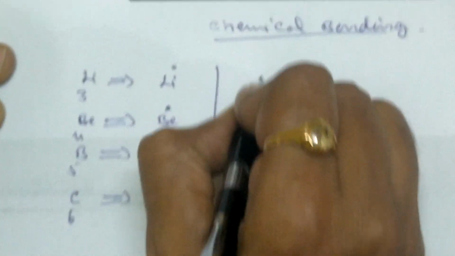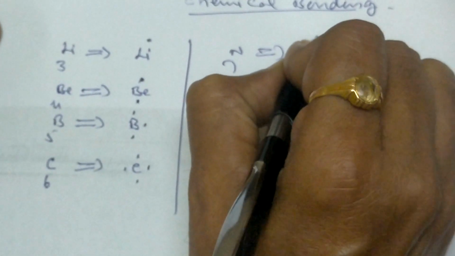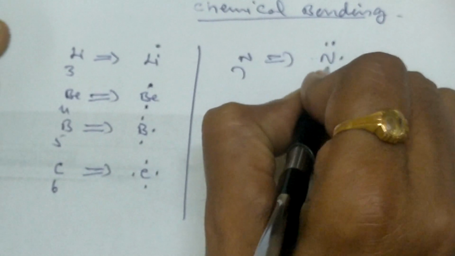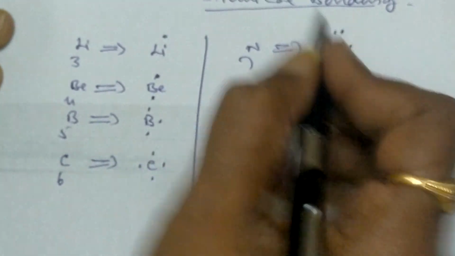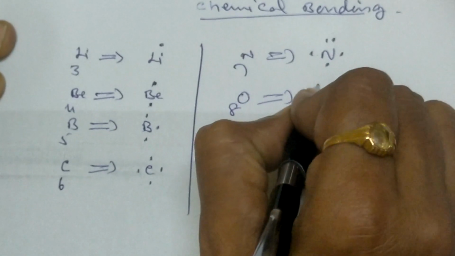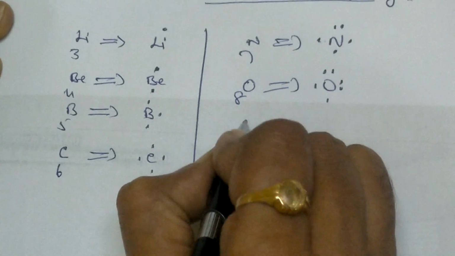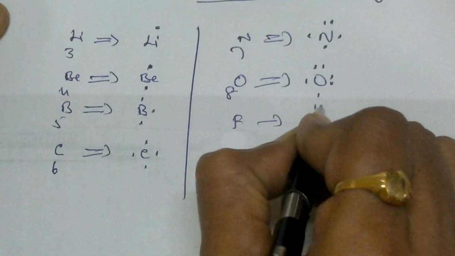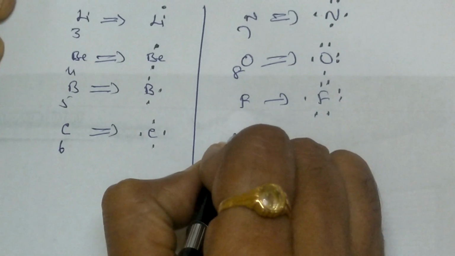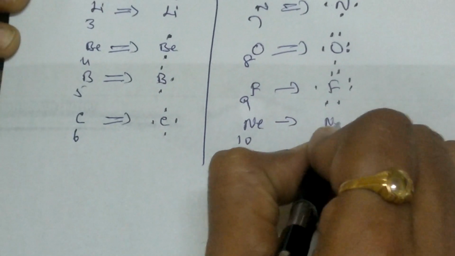Similarly, nitrogen is 7: one pair and three singles, that means 5 electrons in the outermost shell. Then oxygen, 8: you can have 2 pairs and 2 singles. Fluorine has 3 pairs and 1 single. And then neon, which is 10, has all pairs.